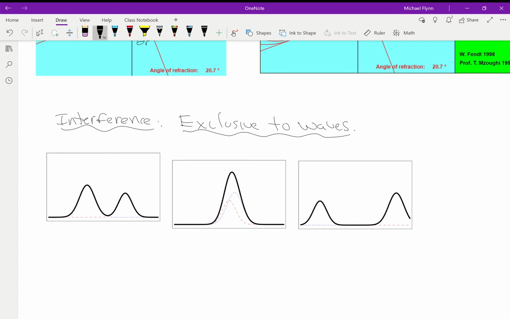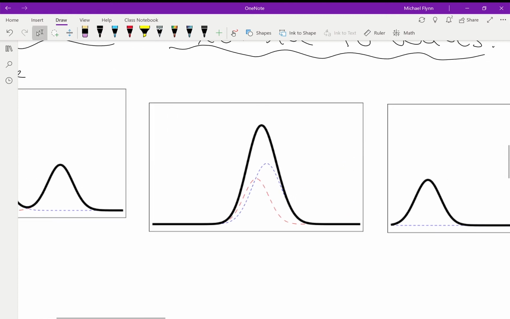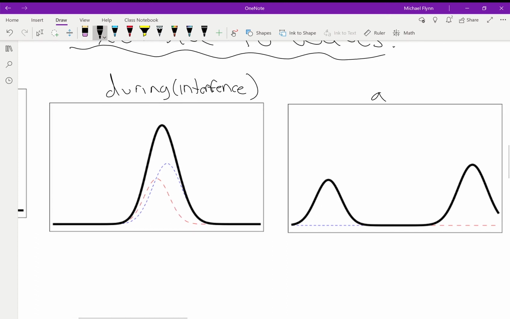And here, let me show you. This is before. And if you watch my other video, I showed you an animation of this. This is during. So here's where the interference is happening, when the two waves meet and they overlap. And then this is after.